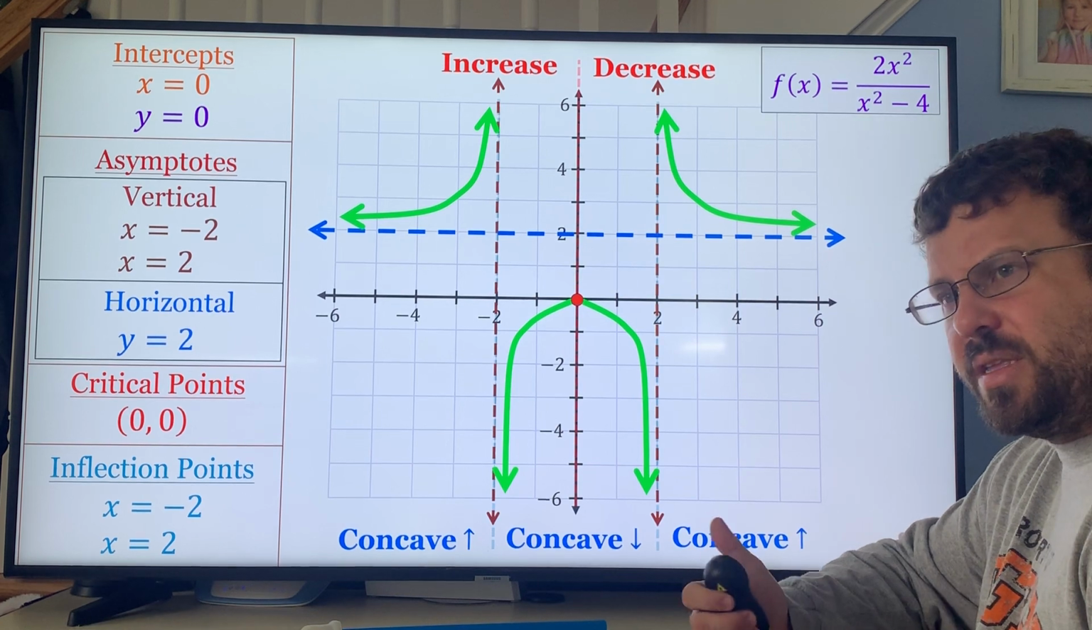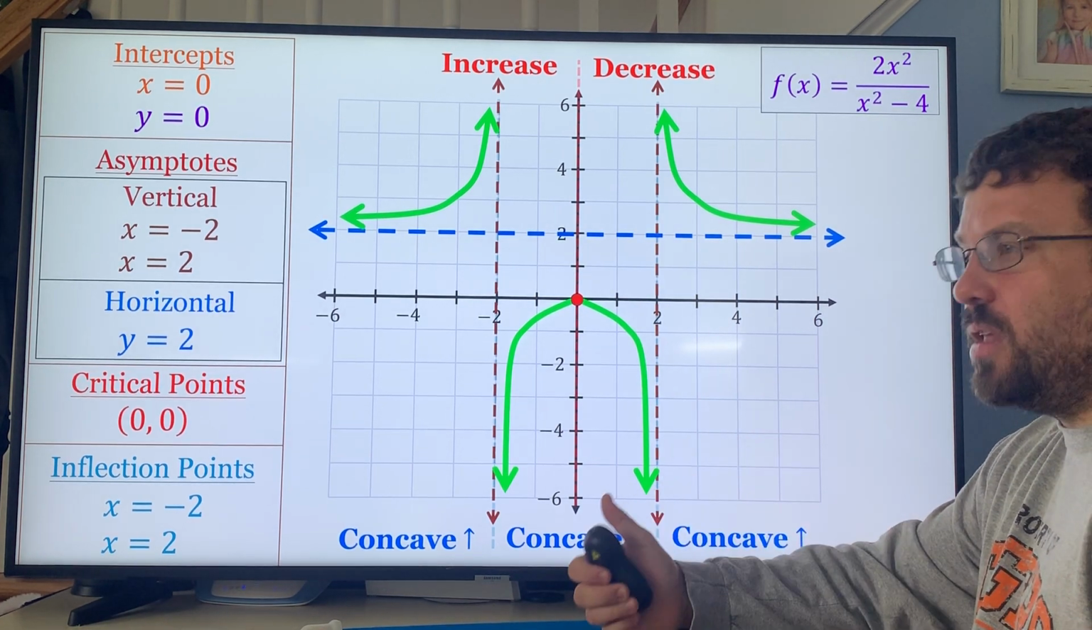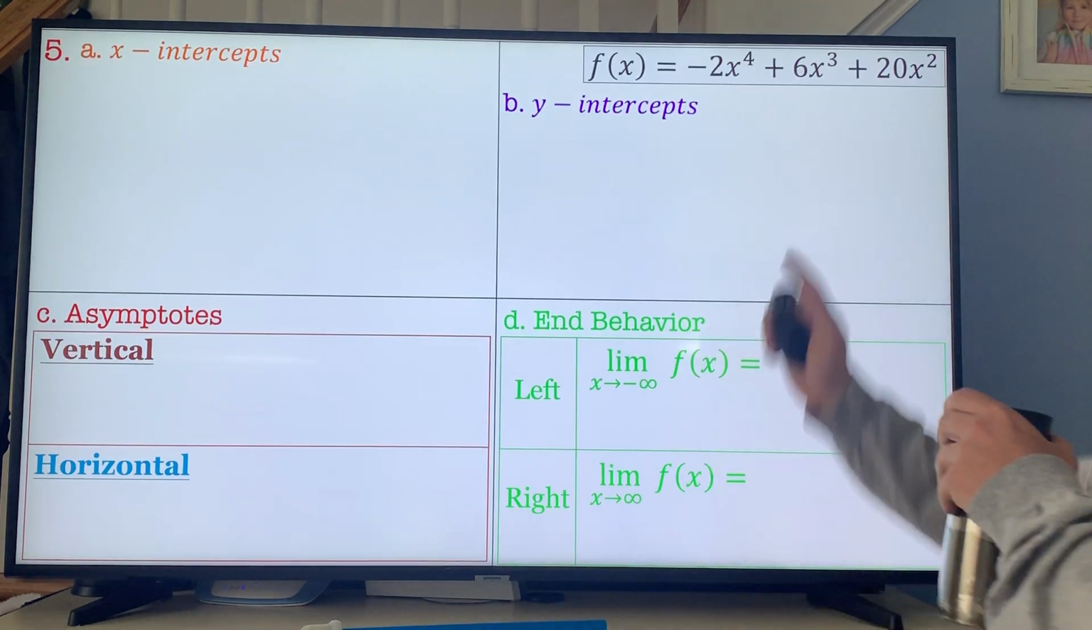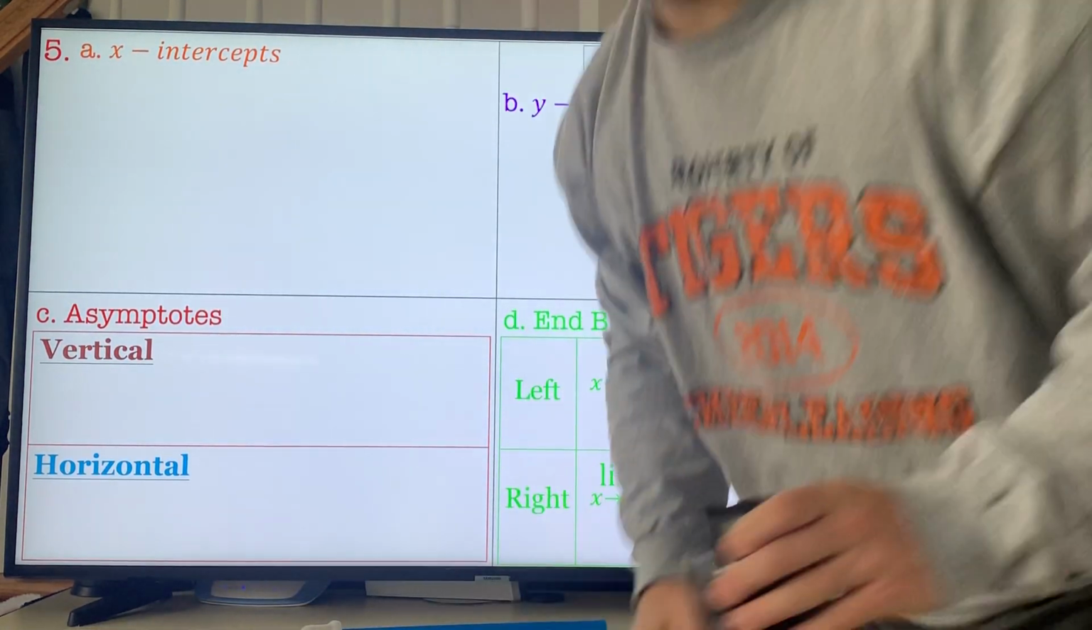How you doing? You like this? I know you love it, right? All right, ready to do some more problems? Try problem number 5, which is a polynomial.